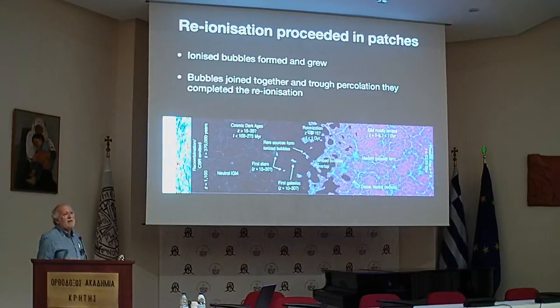People say that reionization was done in patches, stochastically. There were some bubbles that initially formed. These bubbles grew, joined together, formed larger bubbles, and then the universe became reionized.